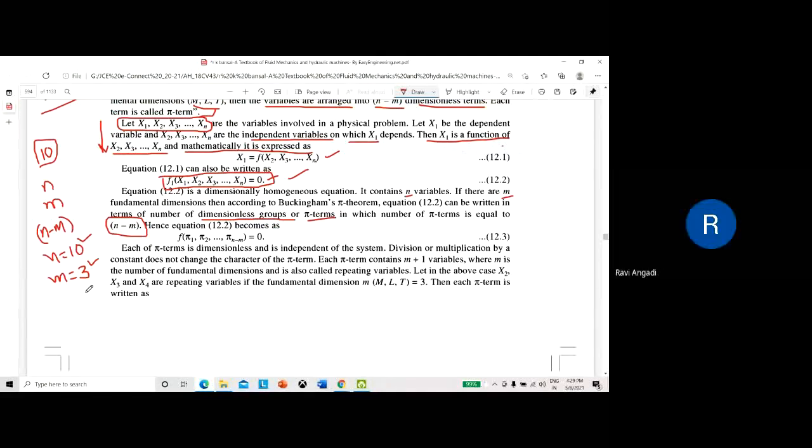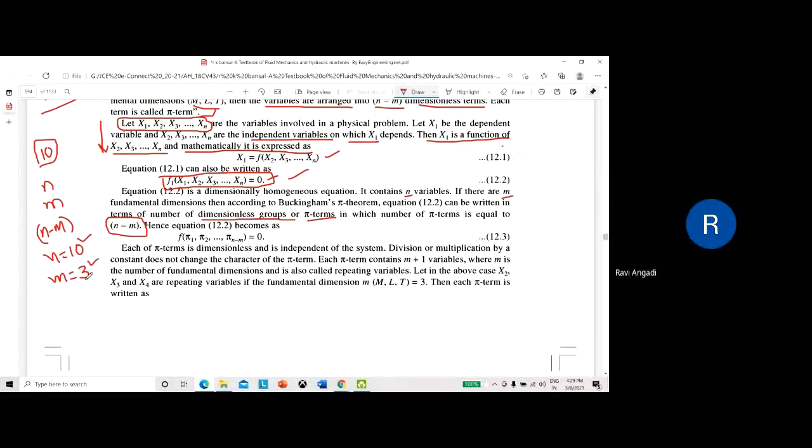No. That was the drawback of Rayleigh's method. You do not know how many dimensionless groups you will get at last. But in the Buckingham Pi method, well in advance, before solving the problem itself, you will know how many dimensionless groups you are getting at last. You can cross-check later also while solving a problem. So this is the advantage of the Buckingham Pi method.